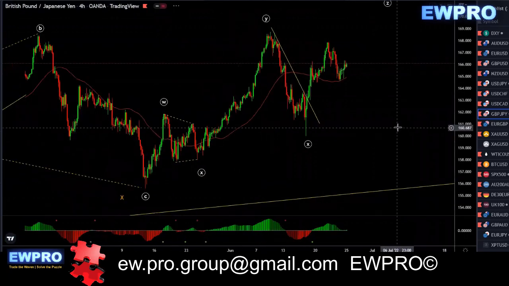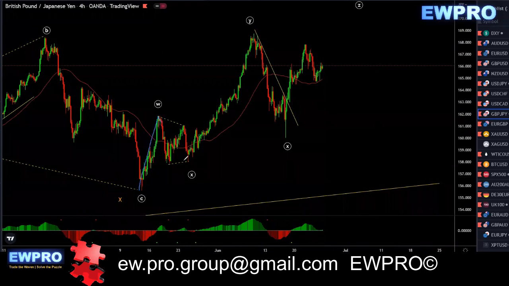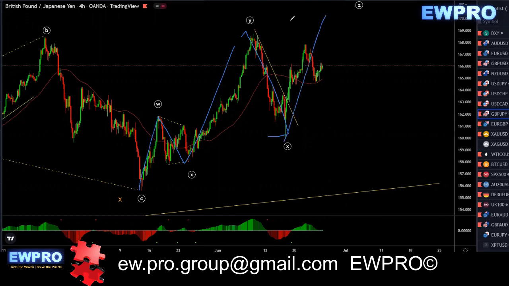Oh, this is where we had the ball hidden. So we're looking at that W, X, Y, X2 with the ball hidden on the H4. I am looking for this to go and break that top for that wave Z. So if you get a bullish setup in there, you can look for it.